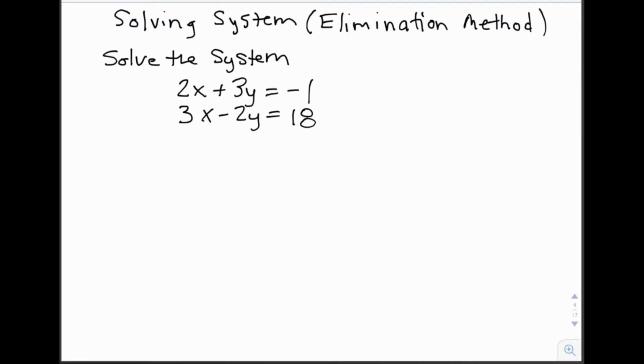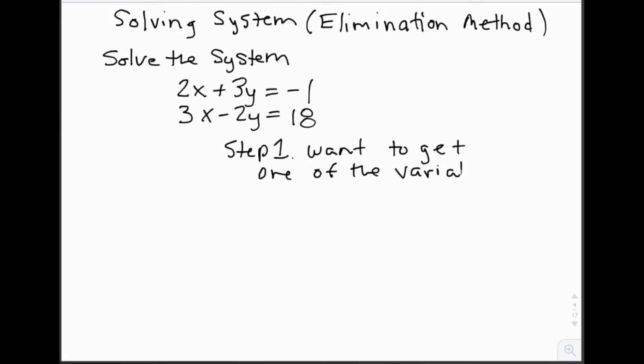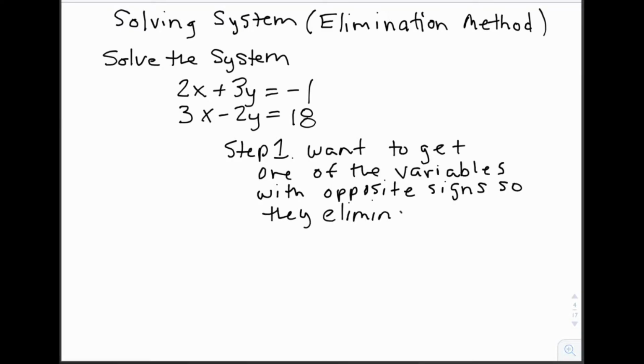So step one here, what we want to do is get one of the variables with opposite signs, so they eliminate. And additionally, you want them to have the same value, just opposite signs.